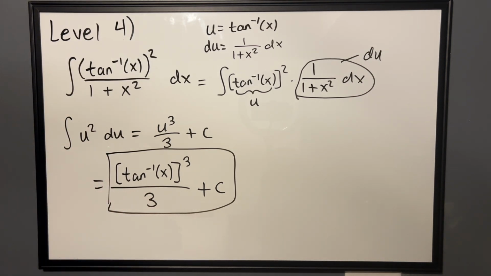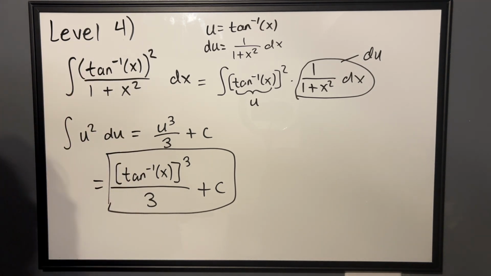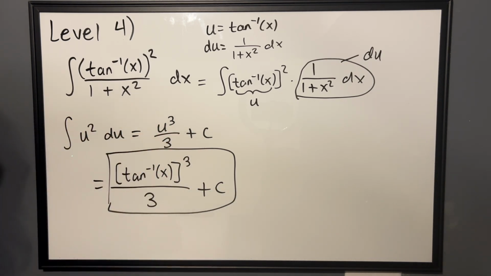Now, I realize that this is a shorter question than level 3, but I think a lot of people will look at this and just be scared of it, right? Inverse tangents aren't fun to work with. Inverse trig isn't fun to work with, especially in calculus. So you'll look at this and you think it's harder, but really it's not. This is just a standard practice of u substitution. But yeah, that's it for level 4.